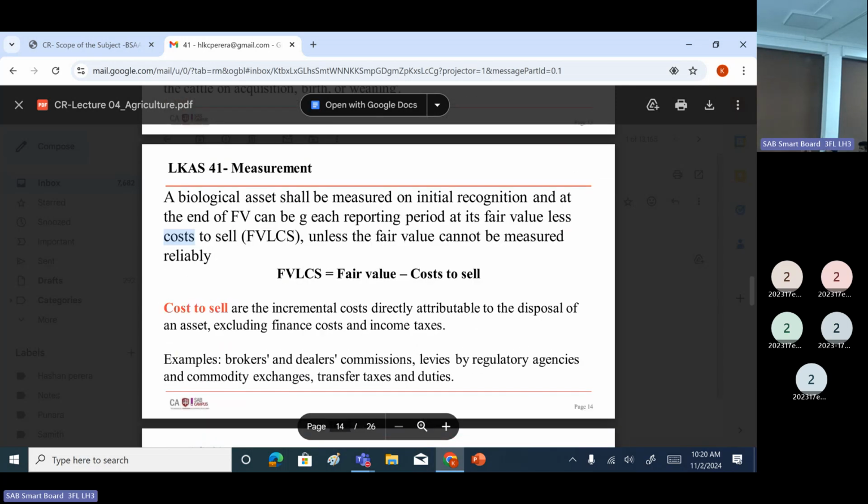Then measurement of biological asset. Fair value less cost to sell.